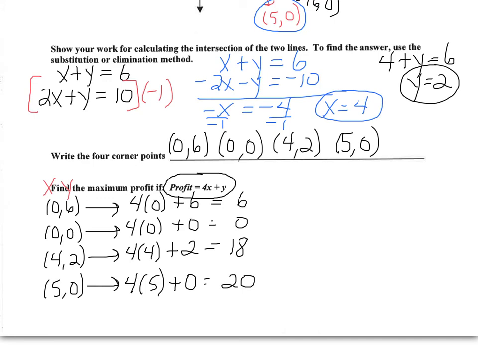So then what I need to do is figure out which one of these points gives me a maximum profit, and all I've got to do is look for the biggest number. And this point right here gives me the maximum profit. It doesn't matter that it wasn't the point that I solved for. It could have been any of those 4. And it just so happened that (5, 0) is the one that's going to give me the maximum profit.